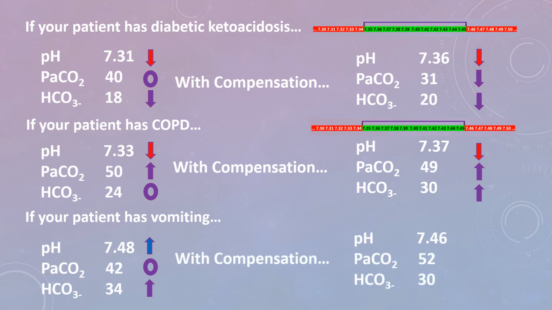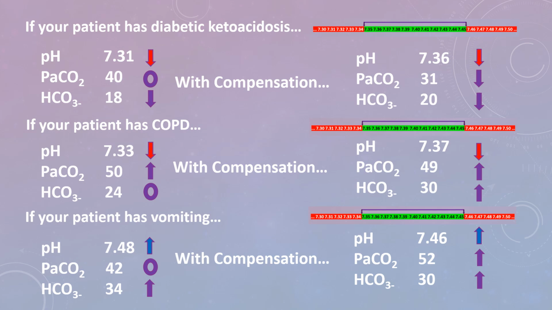Let's try it with compensation. We have a pH of 7.46. That's high. It's alkalosis. Vomiting is a metabolic problem, so I know the metabolic gas is going to go up. The respiratory gas will be off as well because it's compensating, but I can't put it down because ROME tells me that would be a respiratory problem, and vomiting is not a respiratory problem. So I know the arrow is going to go up.